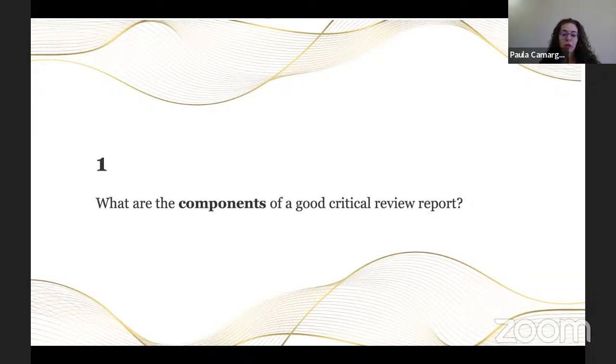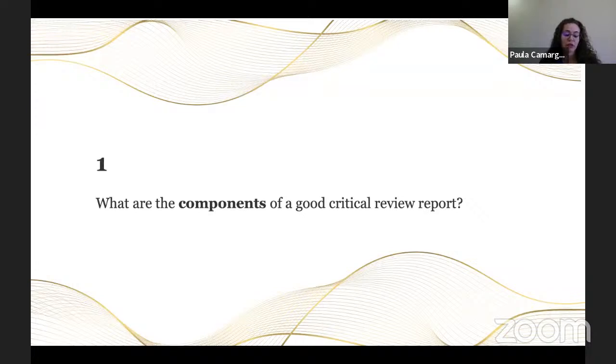So what are the components? I consider the main components to write a good critical review report. First, you should write in simple and good language, so authors should clearly understand what you want, okay? You should always be gentle and polite. Don't be rude. Imagine you are the author and the kind of review you'd like to receive, okay? I think all of us have received many review reports and you know which ones you like the most. So try to do the same.